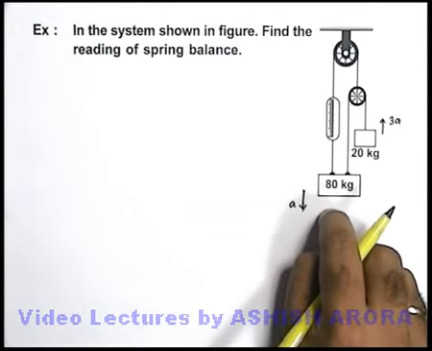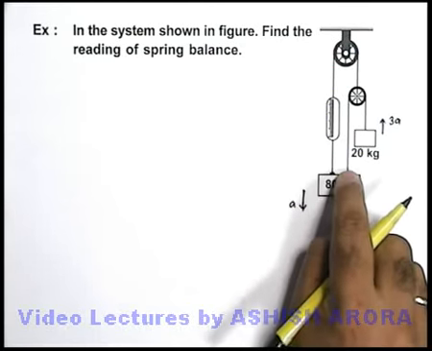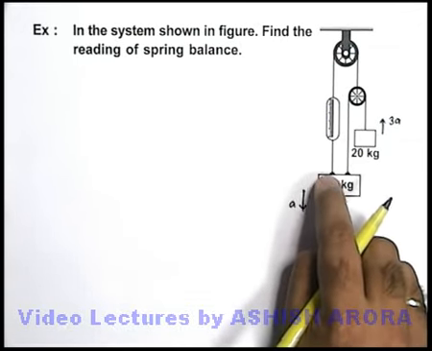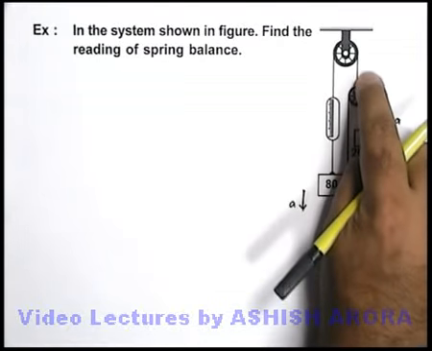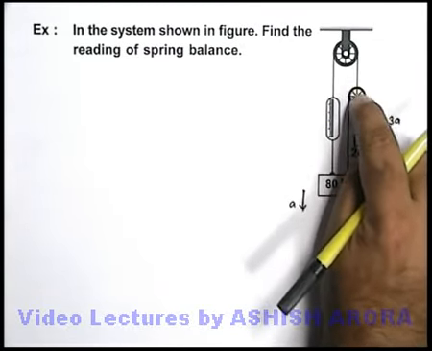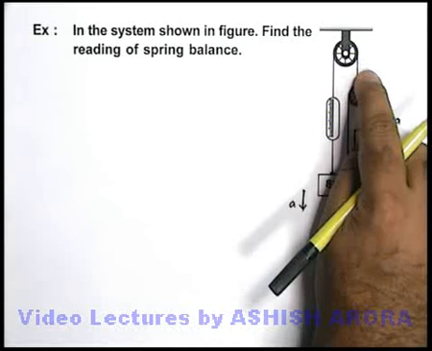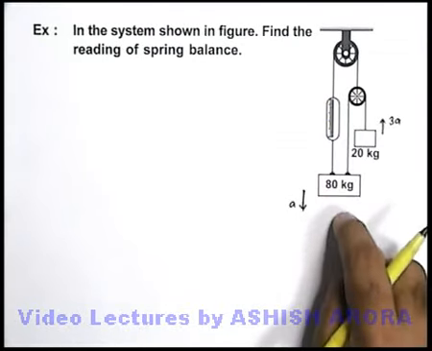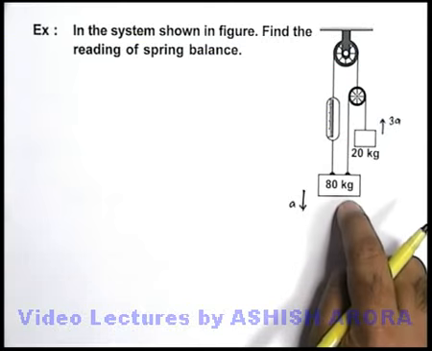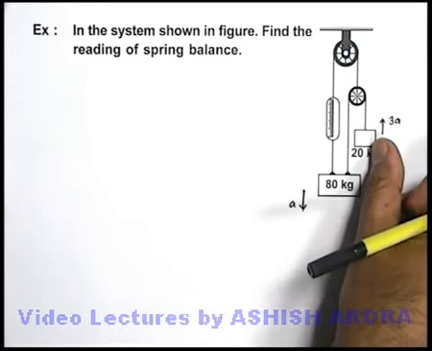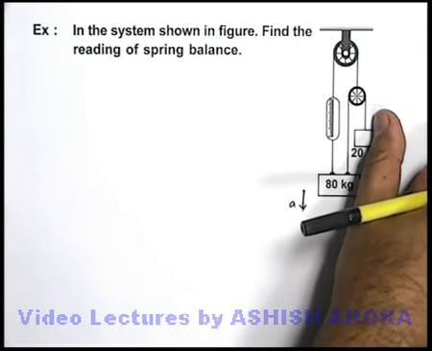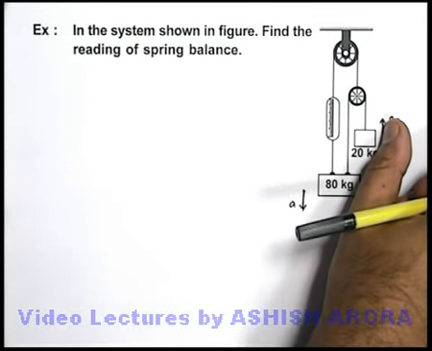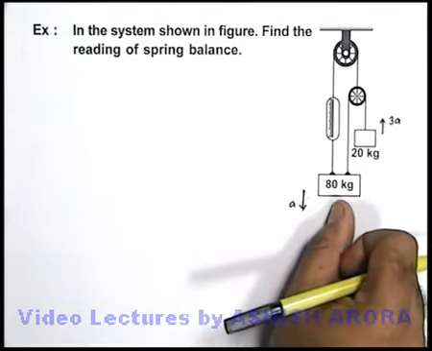Because if it is coming down by x, it will pull this string by x, it will also pull this string by x, due to which this pulley will slide up by x, because of which it will pull this string by 2x. So this will be 2x and this will be x, by which this 80 kg is pulling this string. So we can say this 20 kg will slide up by a total distance of 3x. So its acceleration in upward direction will be thrice that of the acceleration of the 80 kg block.